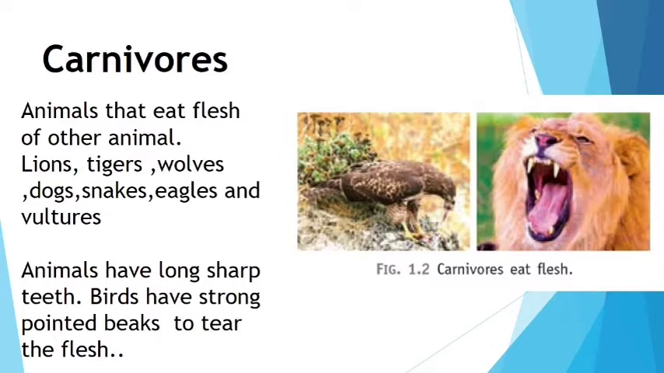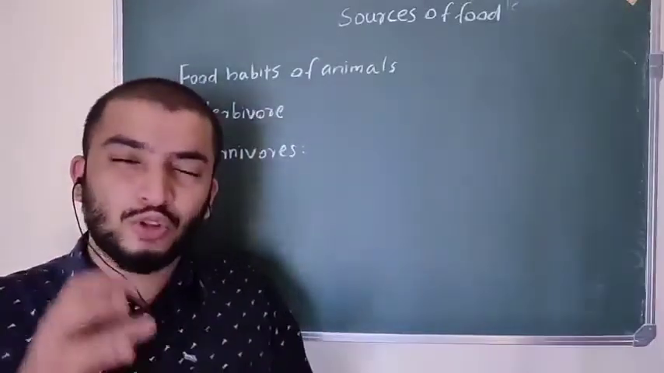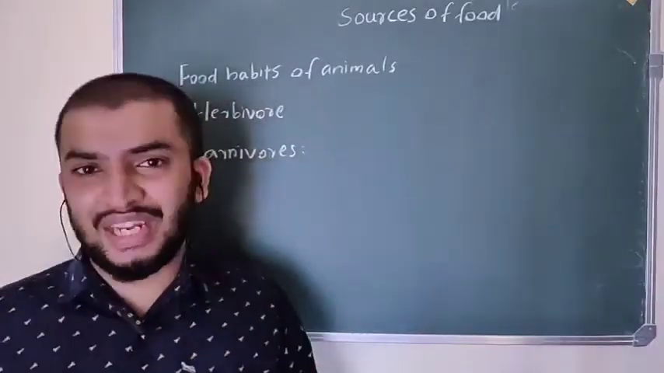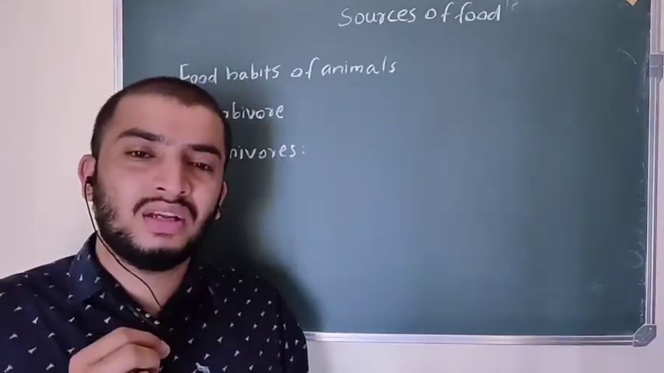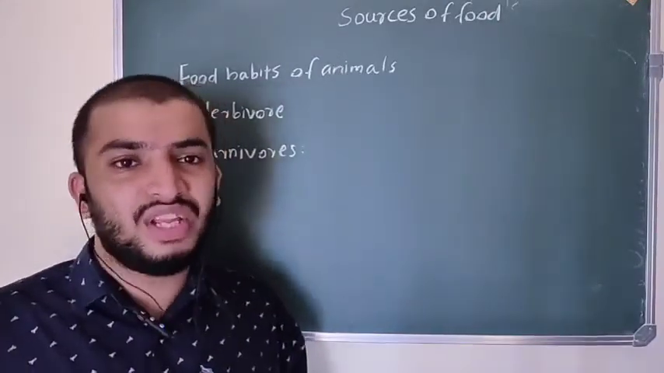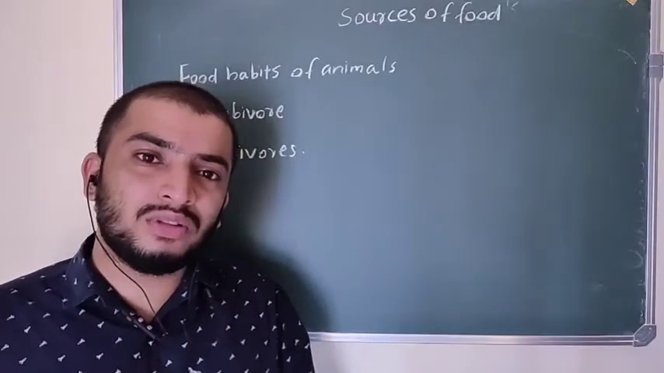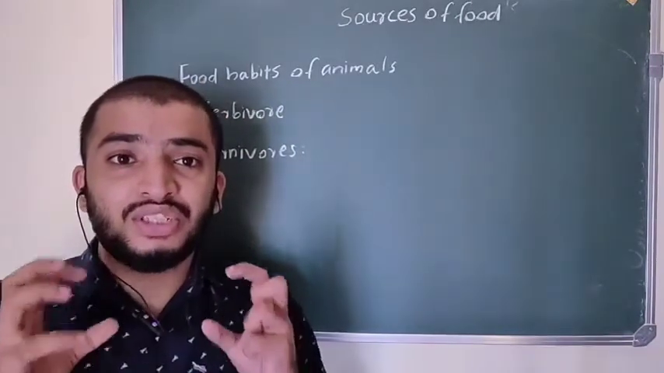Animals have long, sharp teeth. Birds have strong pointed beaks to tear the flesh. If you see a lion's teeth, they are very sharp, so they can eat flesh very easily. And some birds have a strong beak, so they can eat flesh very easily. So carnivorous animals have sharp teeth.